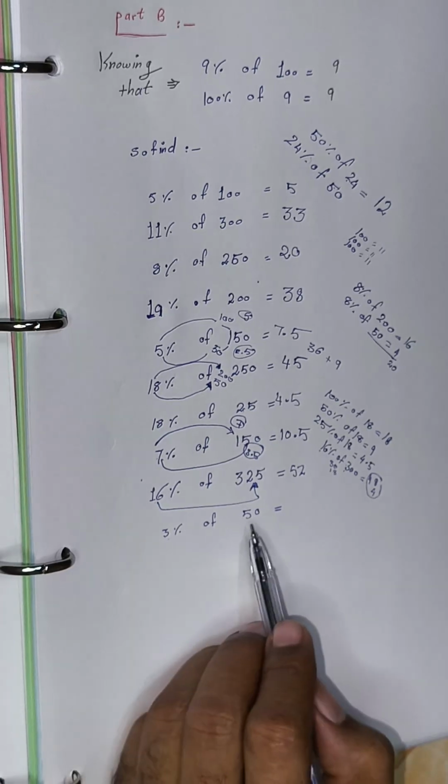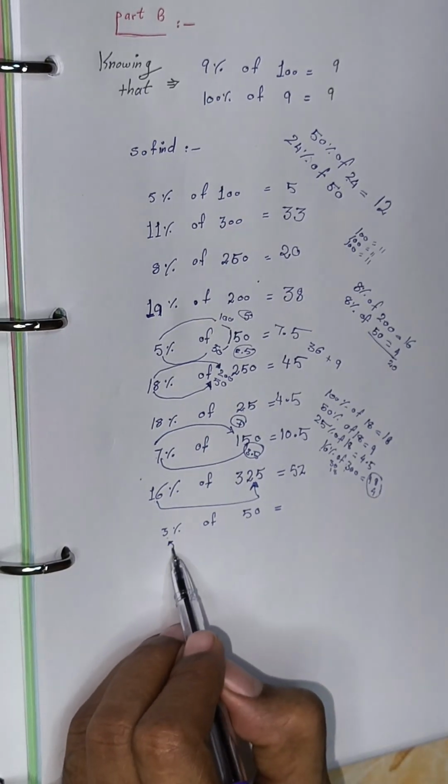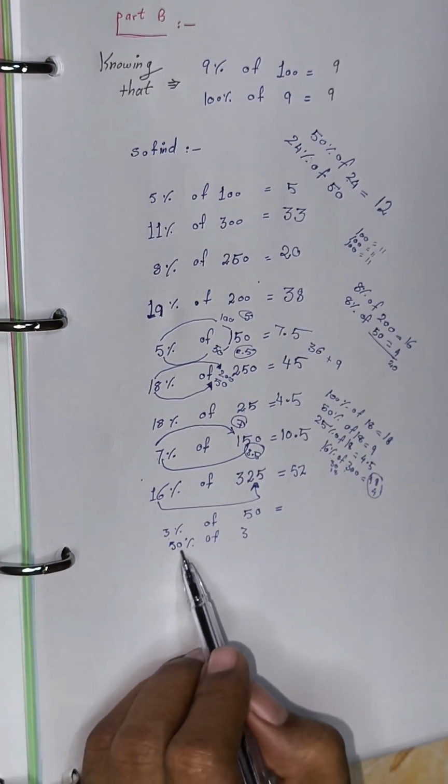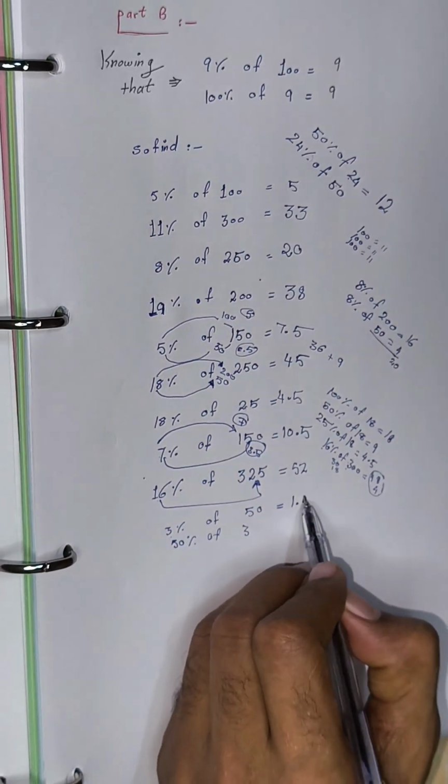Last one, 3% of 50. I can just do 50% of 3. It's the same thing. So what I will do is, what's half of 3? It's 1.5. And that's all.